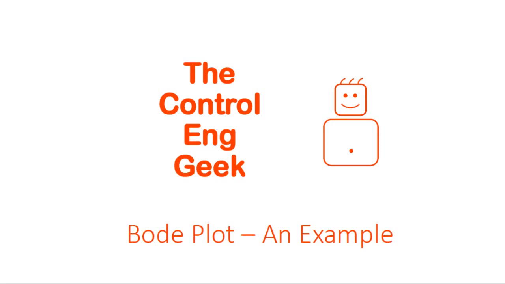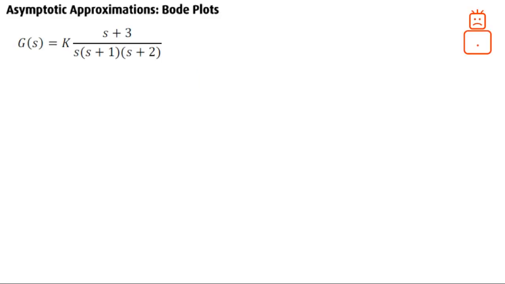In this video we're going to learn how to draw a Bode plot using an example. We have this example here. This G of S has one zero and three poles, and we need to draw the Bode plots, or the frequency response, of the system.